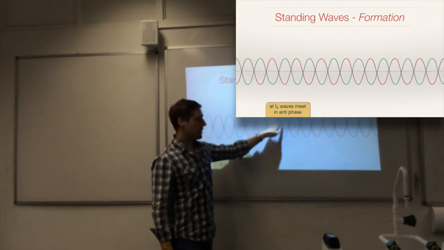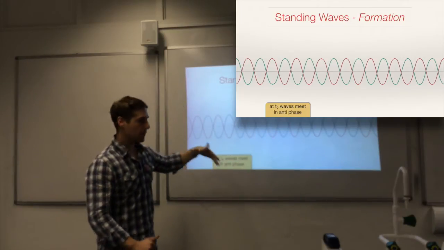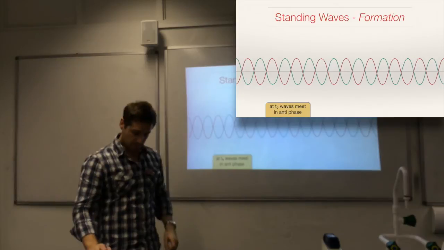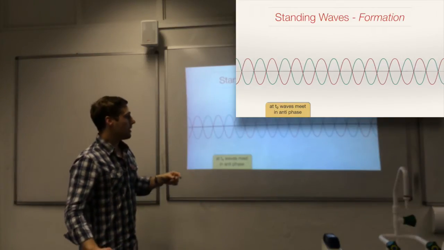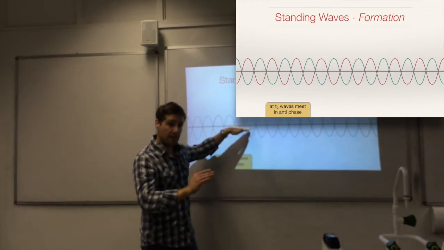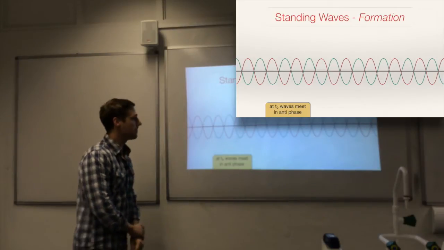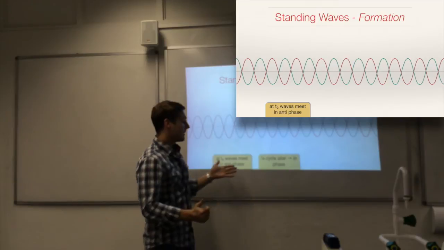The red wave's at a peak here, and this one's at a trough. The peak, trough for the green wave, and then the red wave. So all the way along, they're in anti-phase. And so if we took a snapshot of our wave at this instant, we would see zero displacement all the way along. Okay? Now let's see what happens a quarter of a cycle later.